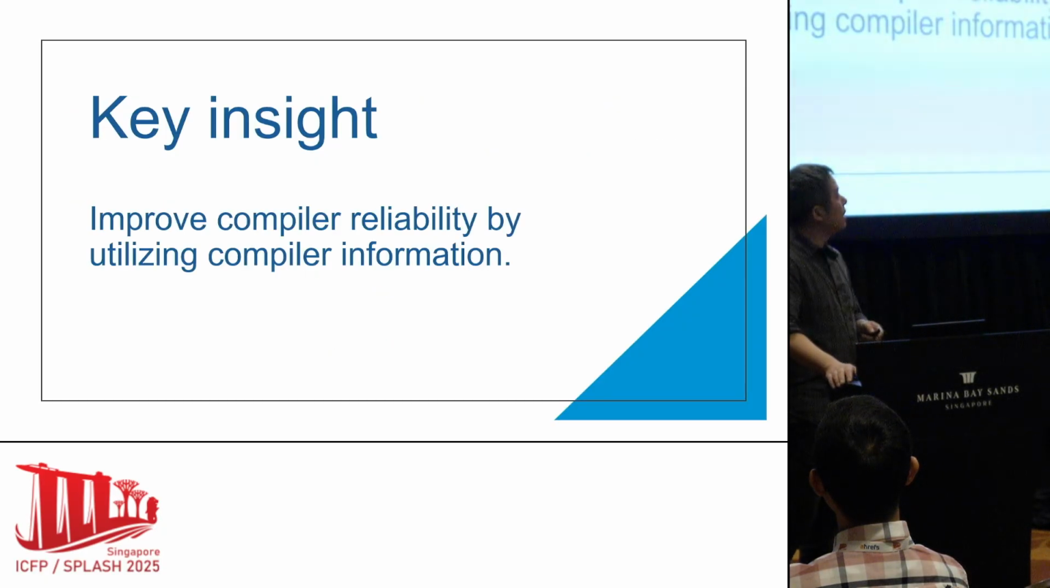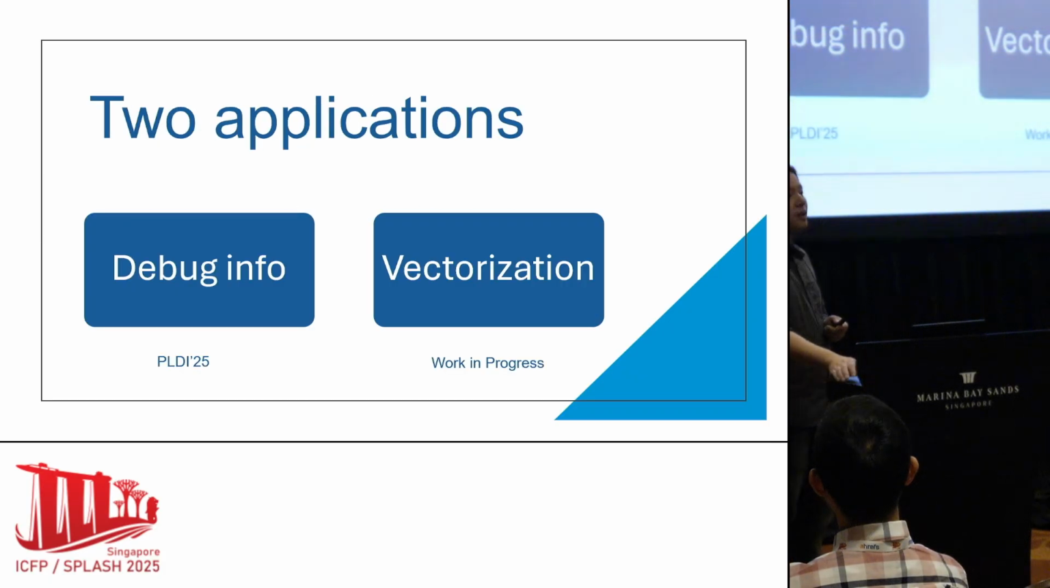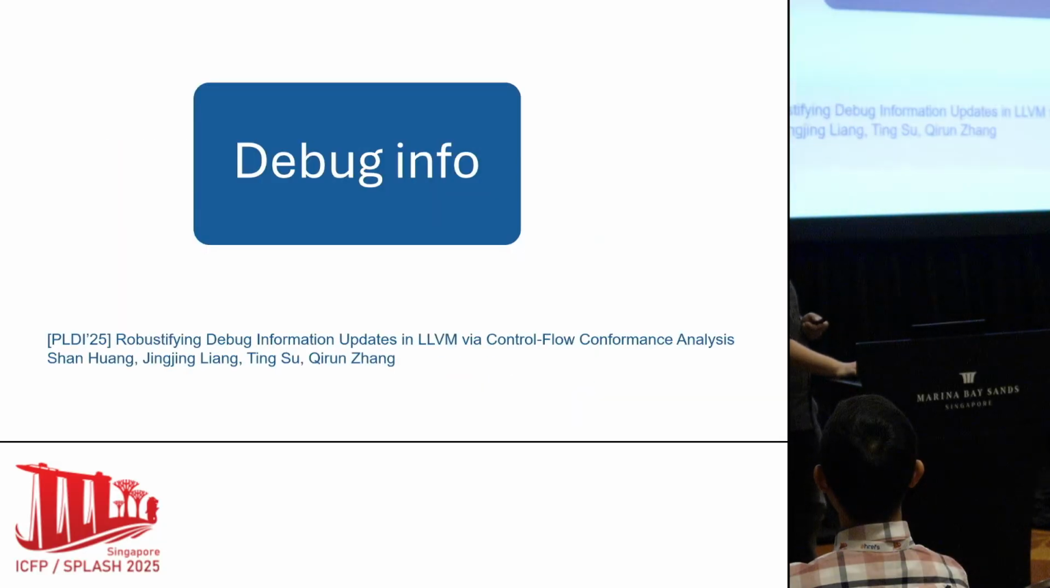And to sum up, what we plan to achieve is that we want to improve the reliability of compilers by utilizing internal compiler knowledge. Okay, so in the next 30 minutes, I will be focusing on discussing 2 applications. One application is based on debug information validation, and the second application is based on validating a loop vectorizer. Okay, now let's first take a look at the first application on validating debug information.